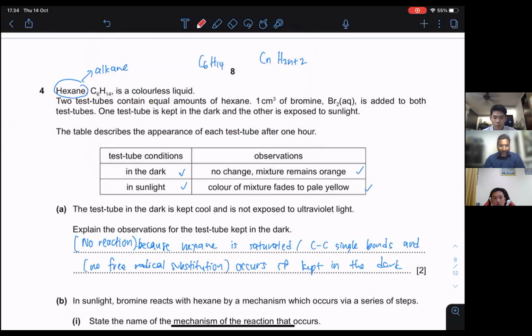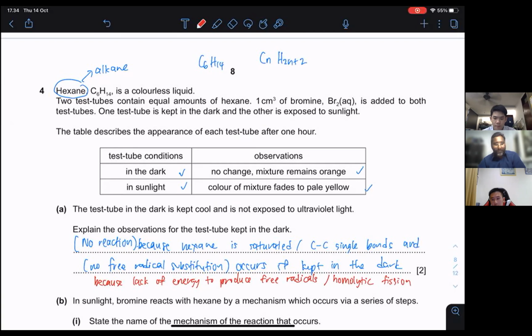The marking key says no reaction because of lack of energy to produce free radicals, or to cause homolytic fission. Homolytic fission must happen first, so this one is not there. My answer may not be that strong, but it's still correct.